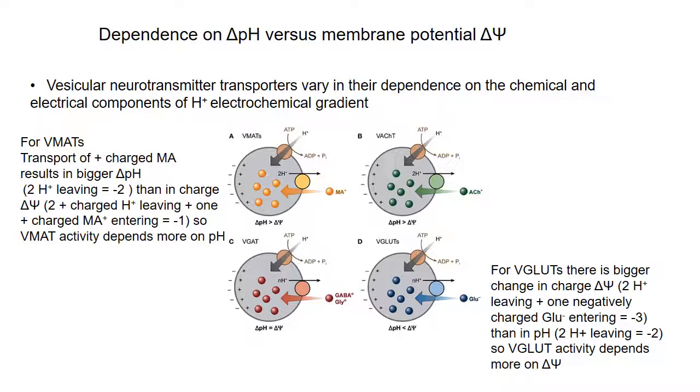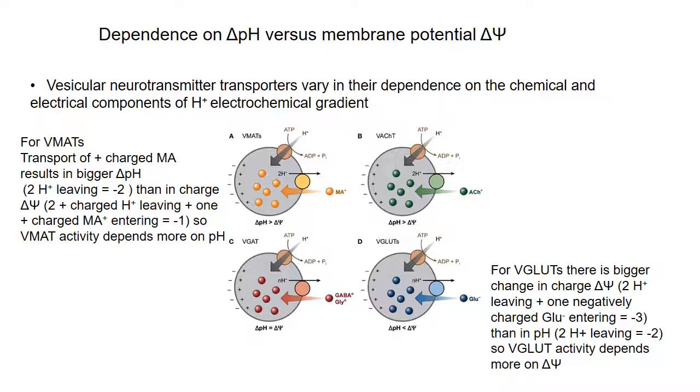So the change in the charge is now -3, because we have 2 positively charged protons leaving and 1 negatively charged glutamate entering. So we have a big change in the charge. But as for the pH, we have 2 protons leaving. Therefore, we have a bigger change in the electric component than the chemical component of the electrochemical gradient. And therefore, VGLUT2 activity, or transport of glutamate, depends much more on the electrical gradient.